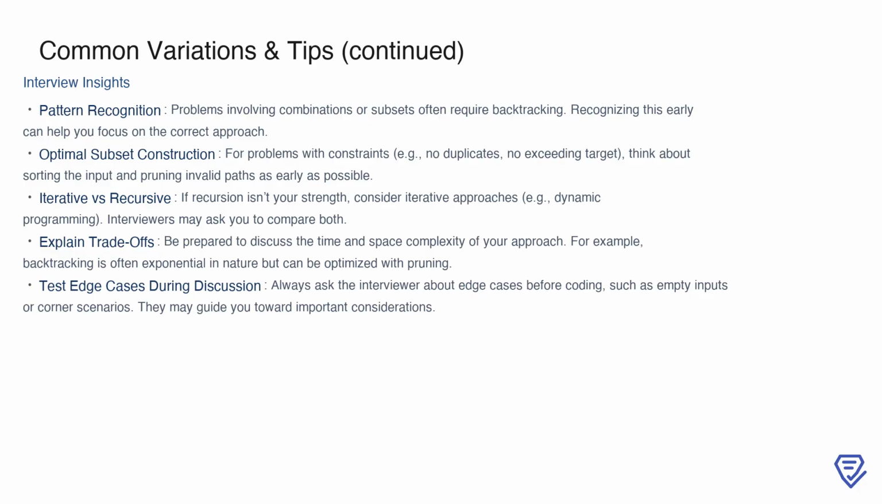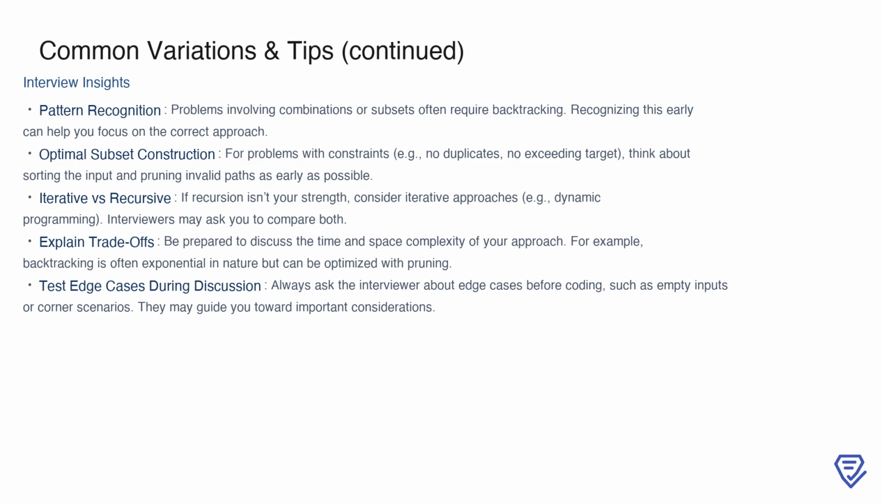When preparing for an interview, there are key insights to keep in mind for problems like combination sum. Recognizing the pattern early is crucial. Many combination or subset problems rely on backtracking as the most effective approach. If the problem has constraints, such as no duplicates or not exceeding the target, sorting the input and pruning invalid paths early can help streamline your solution.